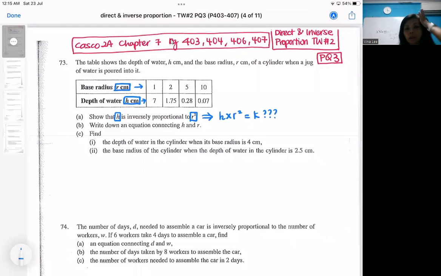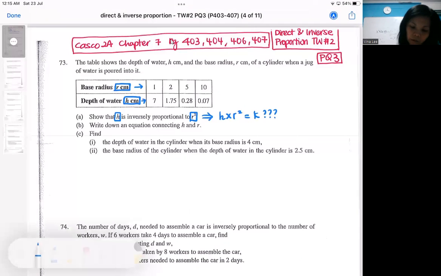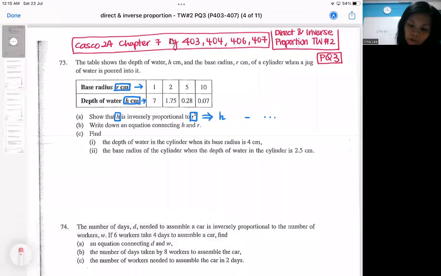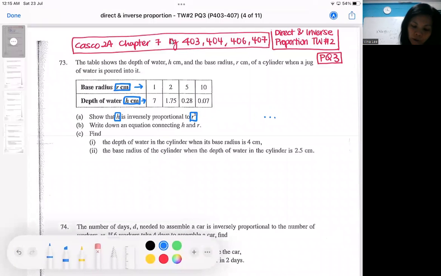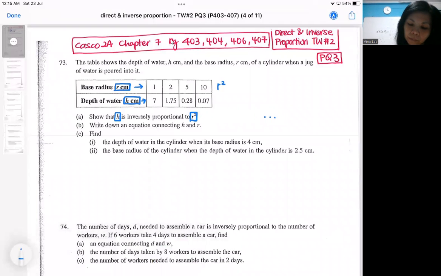So if you want to check inverse, you must check that the multiplication of the two variables will give you the same number. So then what are you going to do? You're going to create a new table. You need a table that has R squared and H. So I'm going to have a new table.